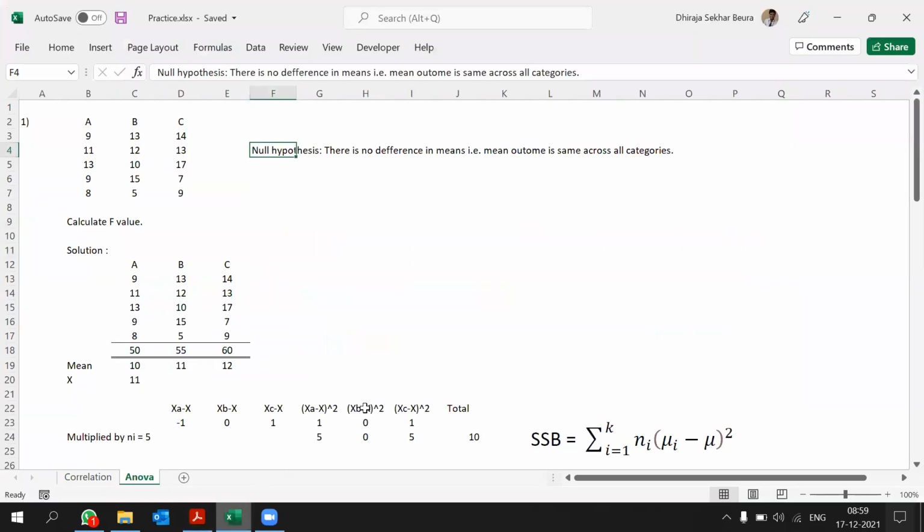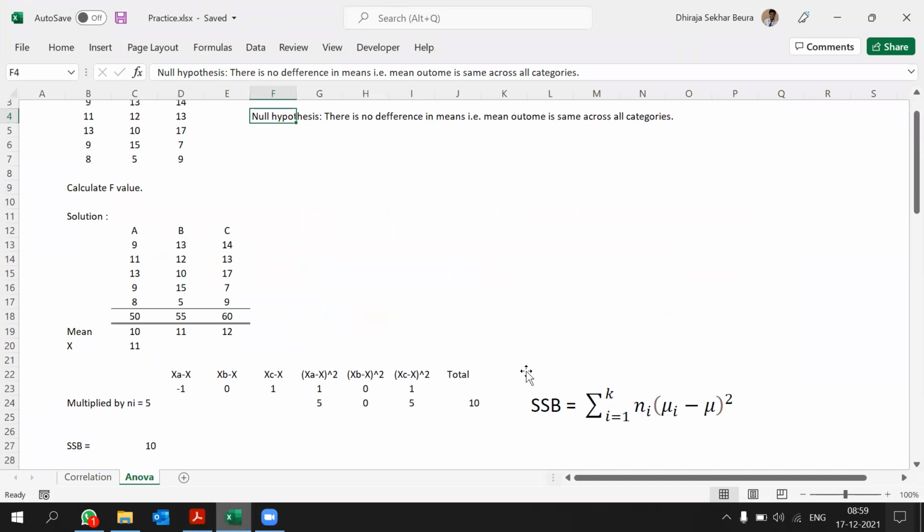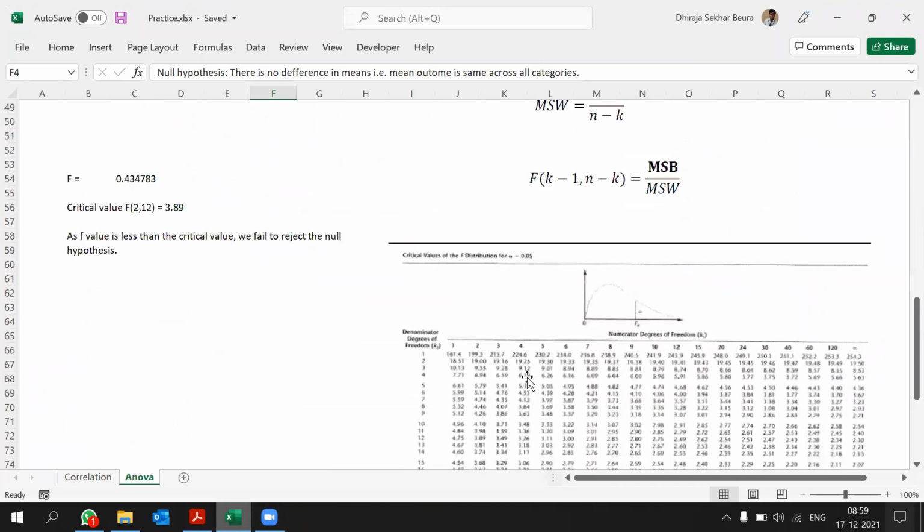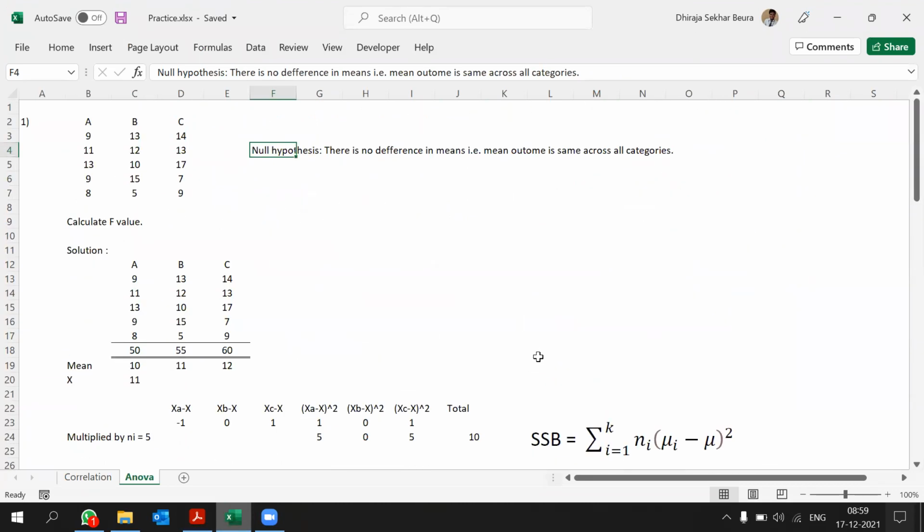Now let's quickly move to the question. From the question itself, we will try to remember all the formulas. So there are quite a number of formulas here to calculate the F value. Let's look at it.